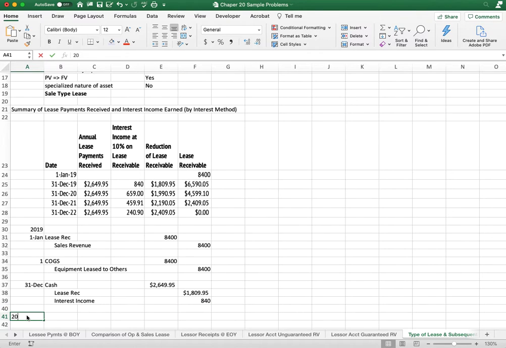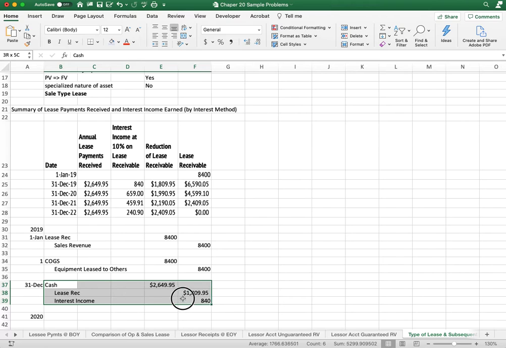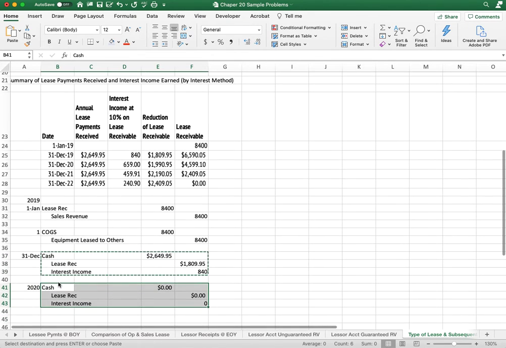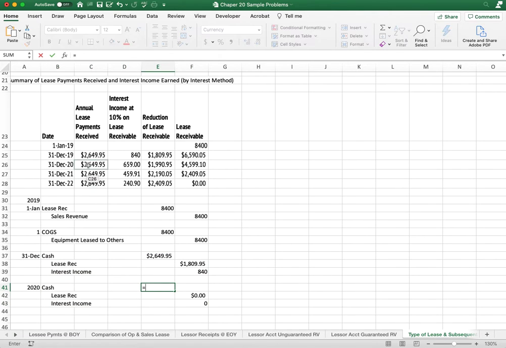So I can jump down to 2020 and we can just copy the transaction of the cash payment down, and then we'll just reference, apparently it didn't like that, into the year 2020. And that's it.